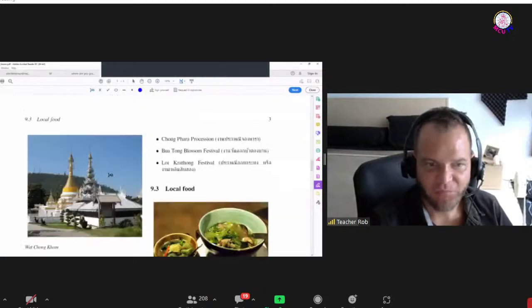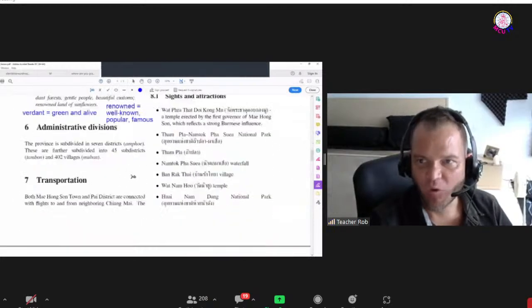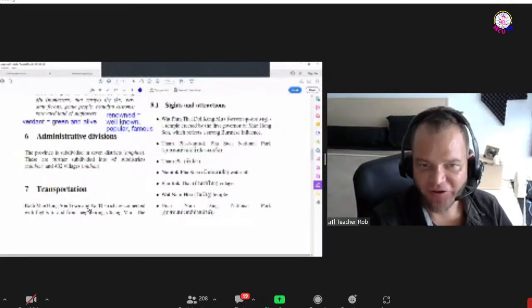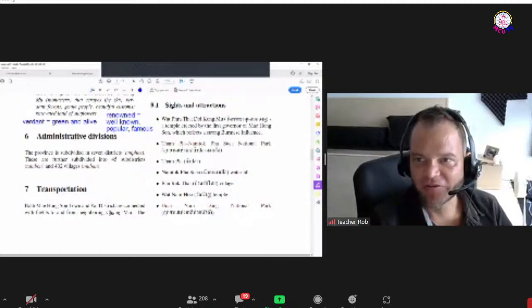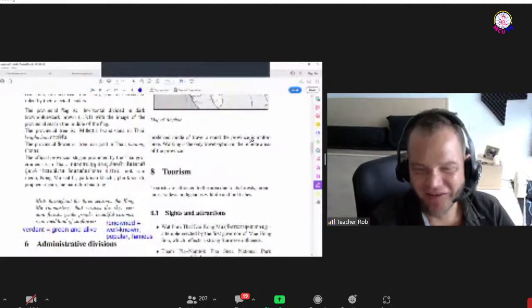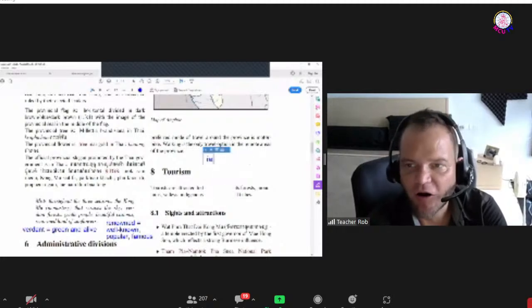So 7 is all about transportation, basically just 2 long sentences. Okay, both Mae Hong Sonites travel to and from neighboring Chiang Mai by plane. Okay, the preferred mode of travel around the province is motorbike. Walking is the only travel option in the remote areas of the province, right? So you guys probably might know this word, remote. Usually means far from cities or where most people live, right? That means remote. Yep. Very good.